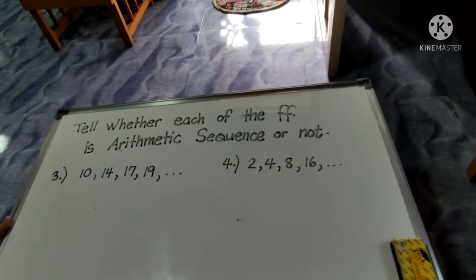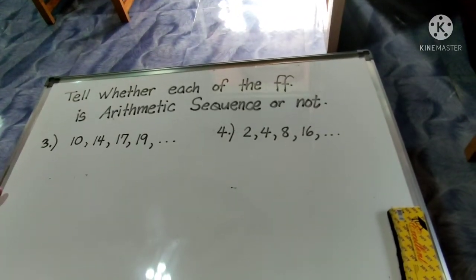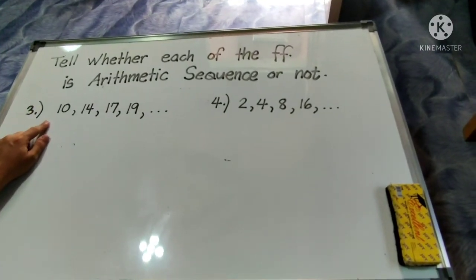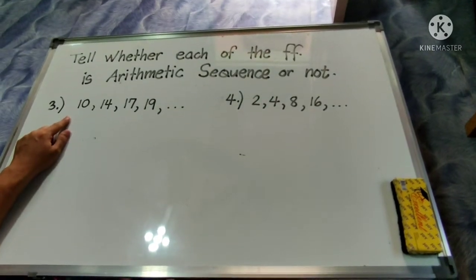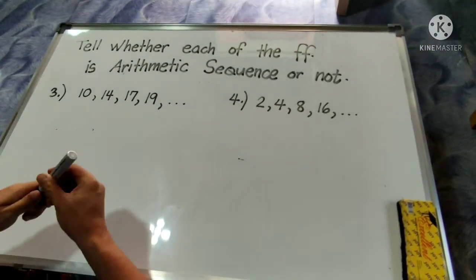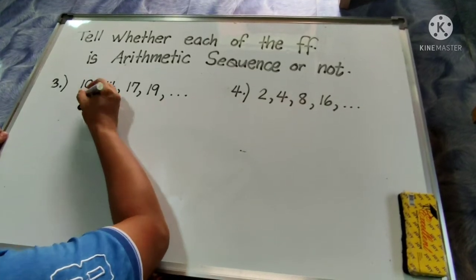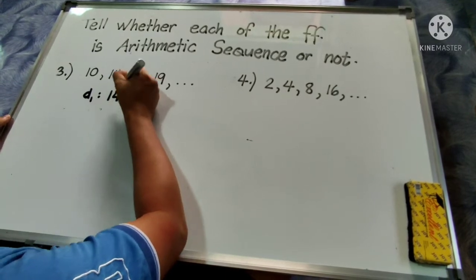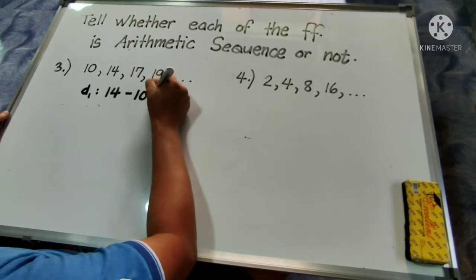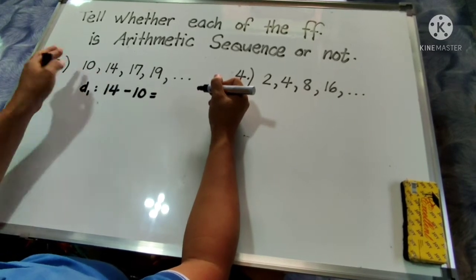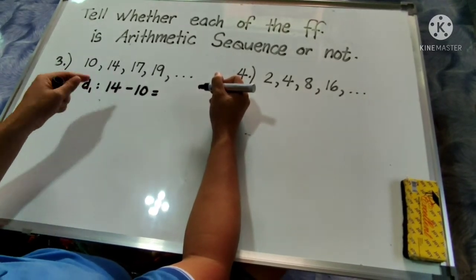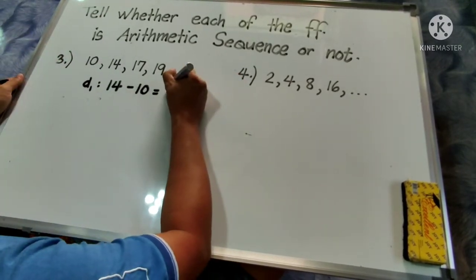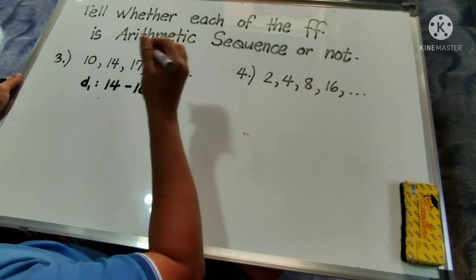What if you're given 10, 14, 17, 19, and so on? To be able to tell whether the given sequence is arithmetic or not, we need to get the differences between 2 consecutive terms. So let's start finding d sub 1. You will have 14 minus 10. Again, they cannot be interchanged. You couldn't have 10 minus 14. It should be 14, the present, minus the previous. 14 minus 10 is 4.